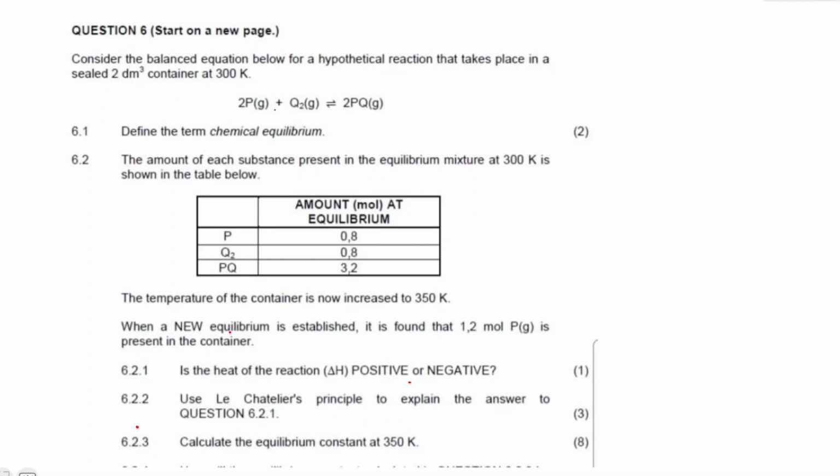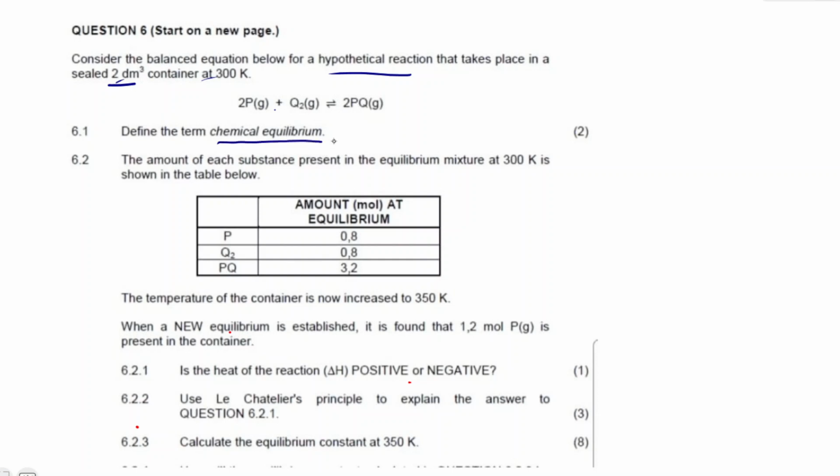Short video, I'll be doing question 6, which is a question based on chemical equilibrium. So the question is saying, consider the balanced equation below for a hypothetical reaction that takes place in a 2 dm³ container. The reaction is 2P, which is a gas, plus Q2, which is also a gas, producing 2PQ, which is also a gas. Define the term chemical equilibrium.